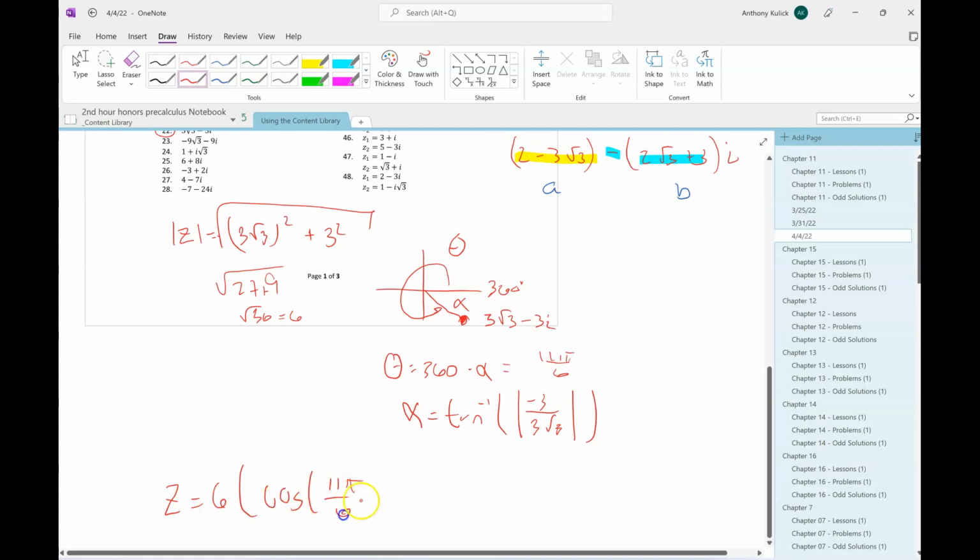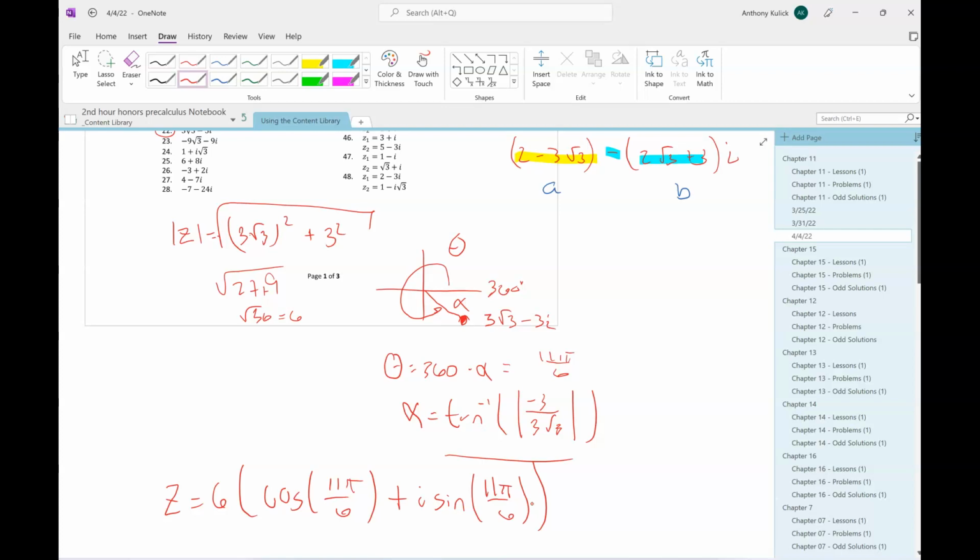How did you get the 11 pi over 6? Well, this was 30 degrees, which is pi over 6. Yeah. So 2 pi minus pi over 6 is 11 pi over 6. Is that okay? Yes. I just couldn't remember in my head what that was, so I just did it in the calculator in degree mode because it would be super obvious. Okay, that's good. That's what I needed. Okay, thank you.